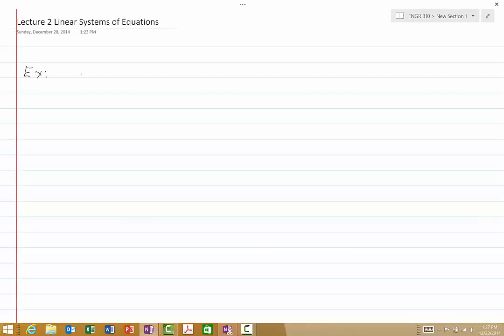Let's suppose that we have the following system of equations: x plus y plus z is equal to 6, 2x minus y plus z is equal to 3, and 3x plus y minus z is equal to 2. And we want to know what x, y, and z are.